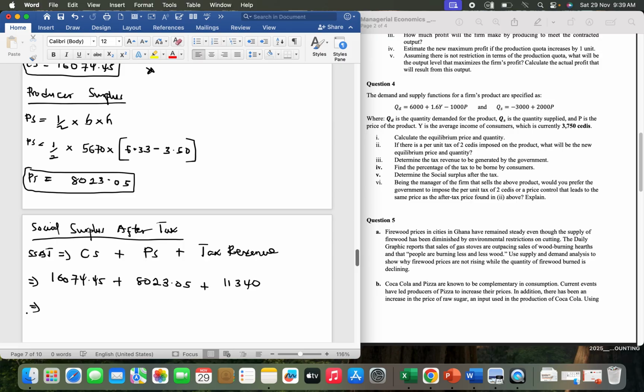So 16074.45 plus 8023.05 plus 11340. That would give us 35,437.50. So this becomes our social surplus after tax.